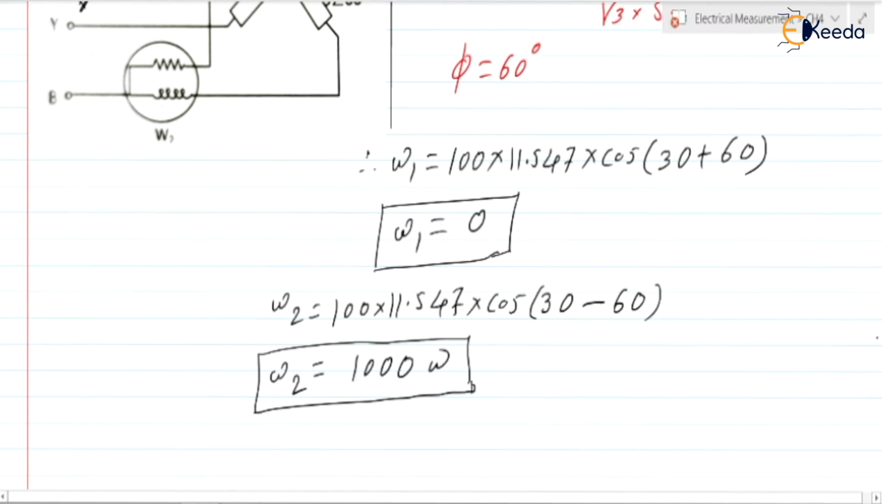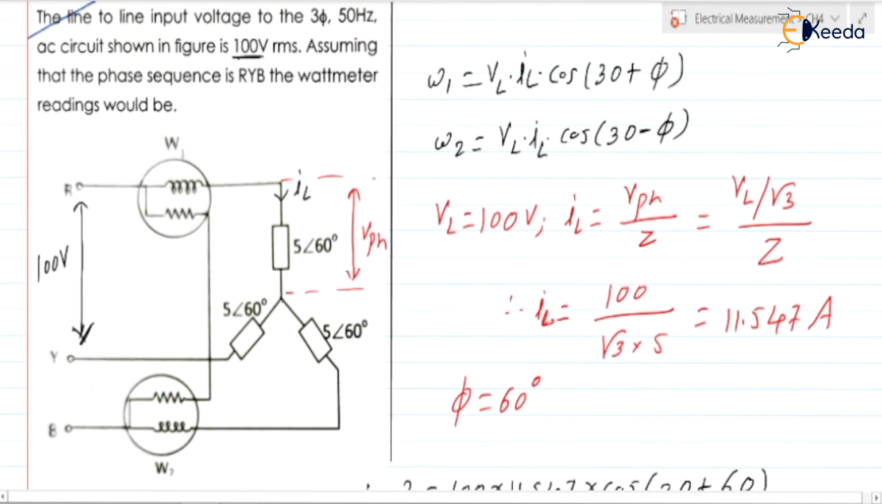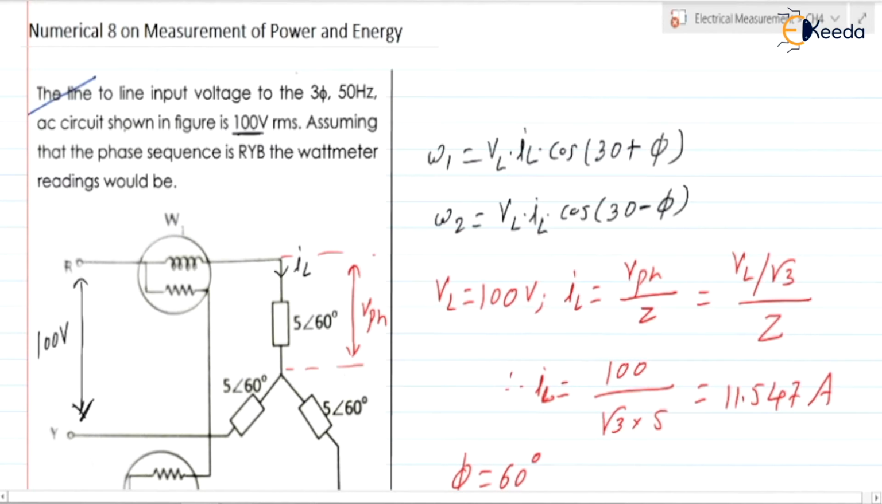Here try to understand the load is star connected, and in the case of star connection, line current and phase current both are same. So how to find the line current? It is phase voltage divided by impedance. So friends, this is about the numerical number 8.